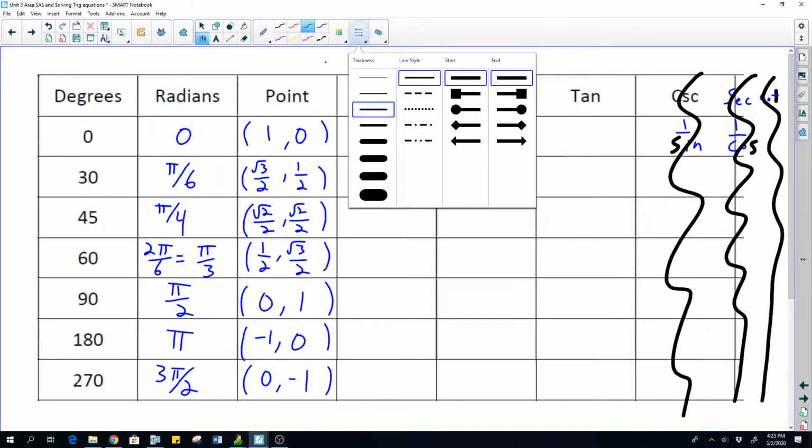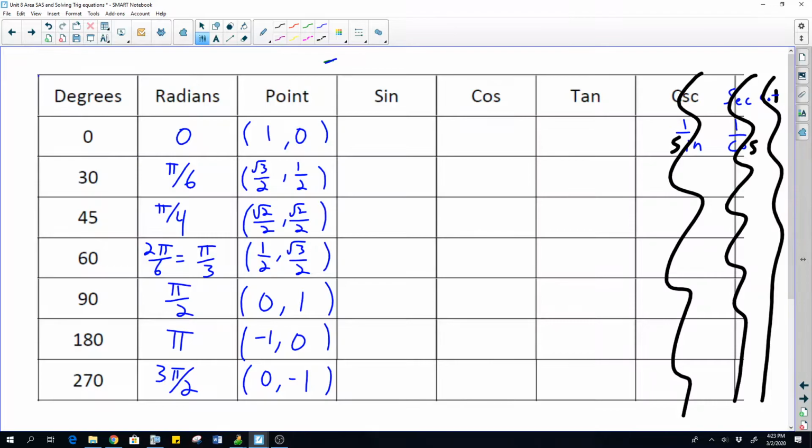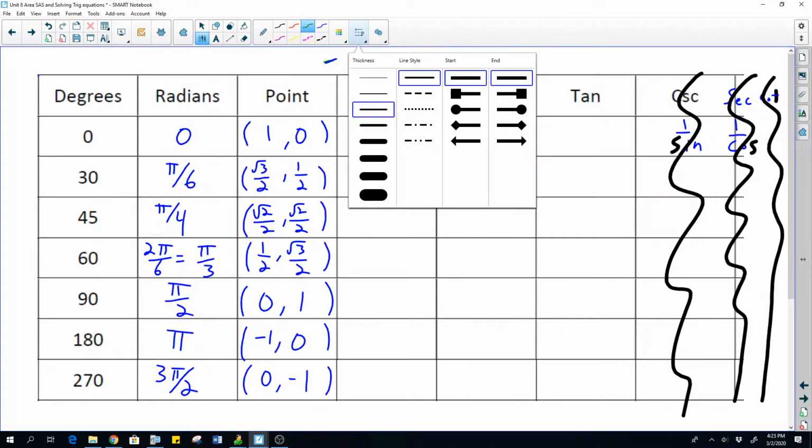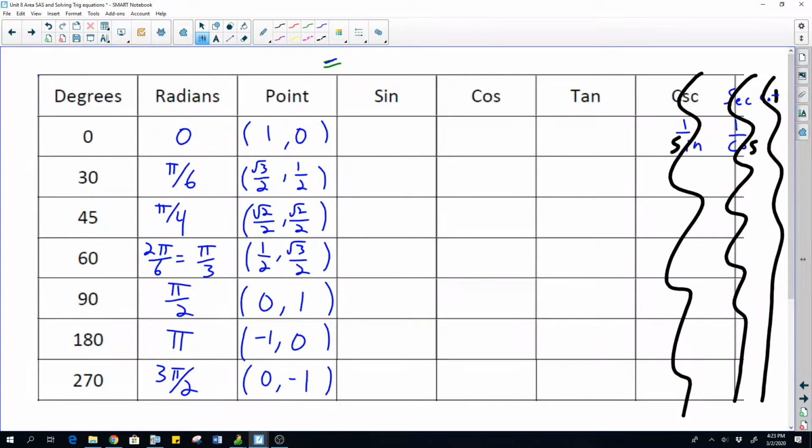Right. So sine of 0 degrees, or 0 radians. Do you remember how it goes?